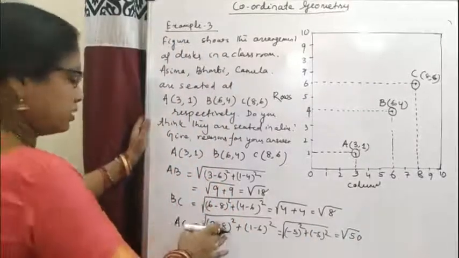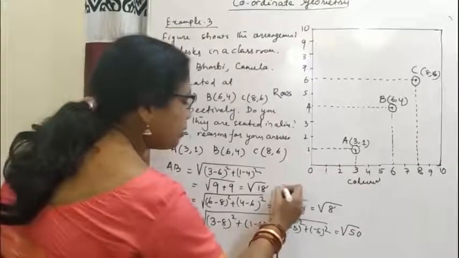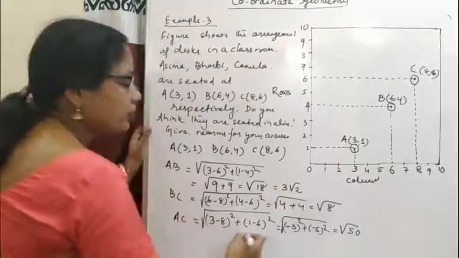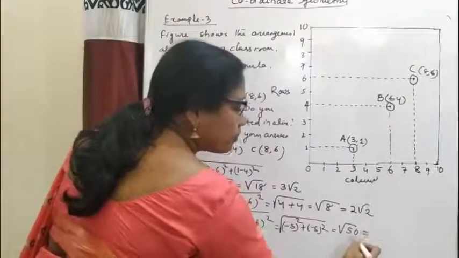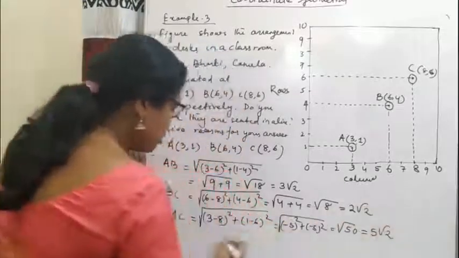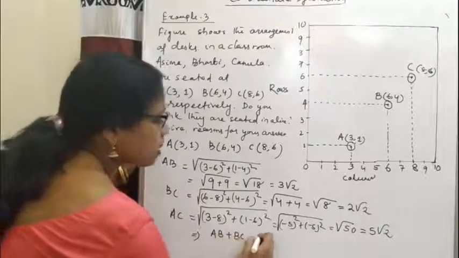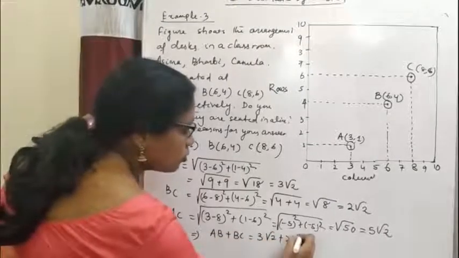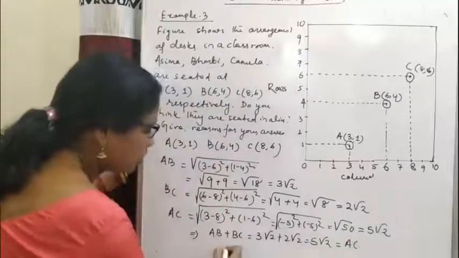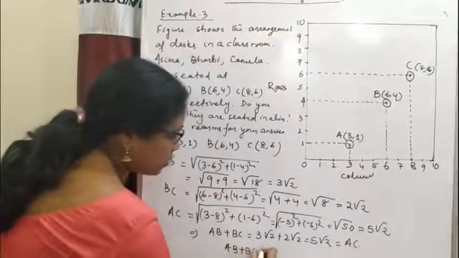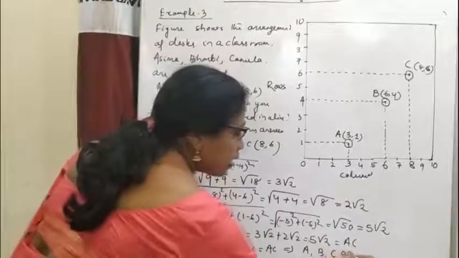So here AB is equal to root over 18. Root over 18 can be written as 3 root 2. And root over 8 can be written as 2 root 2. And root over 50 can be written as 5 root 2. So this implies AB plus BC is equal to 3 root 2 plus 2 root 2. So this is equal to 5 root 2. This is equal to AC. So here AB plus BC is equal to AC. So this implies A, B and C are on a line.